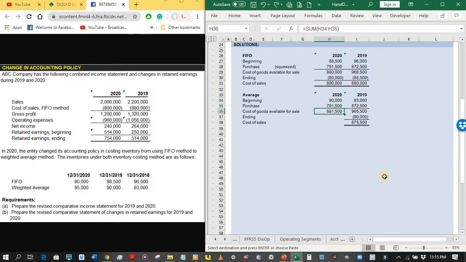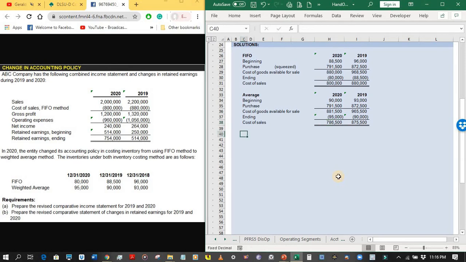Then the cost of goods available for sale is 881,500. So that is 90,000 plus 791,500 pesos. Then let us deduct the ending inventory computed under weighted average, that is 95,000 pesos. So the cost of sales of the entity using average method in 2020 would be 786,500.